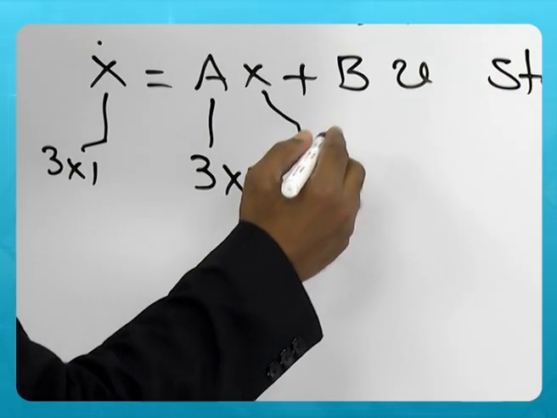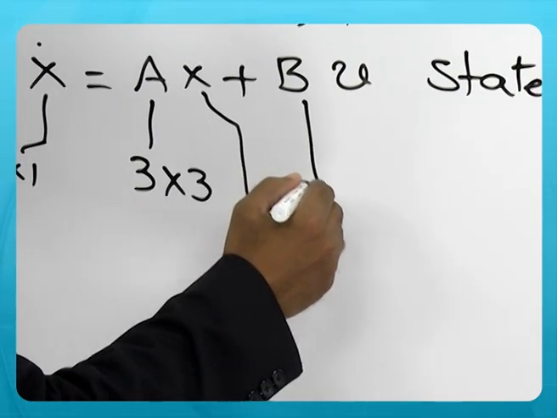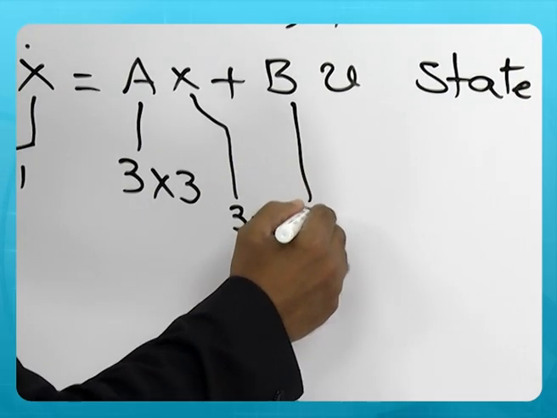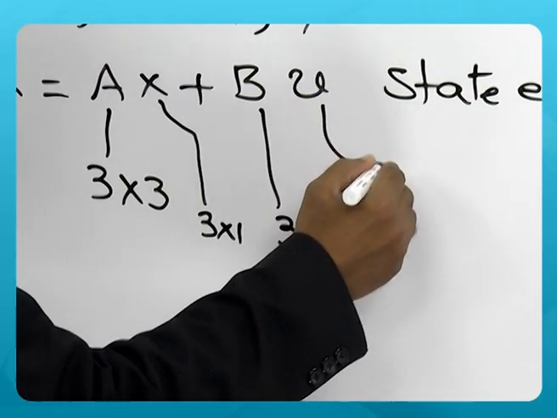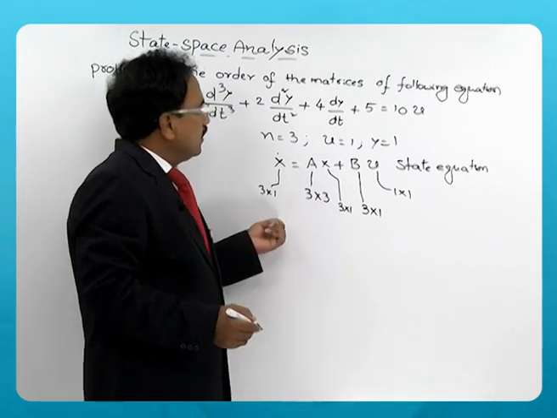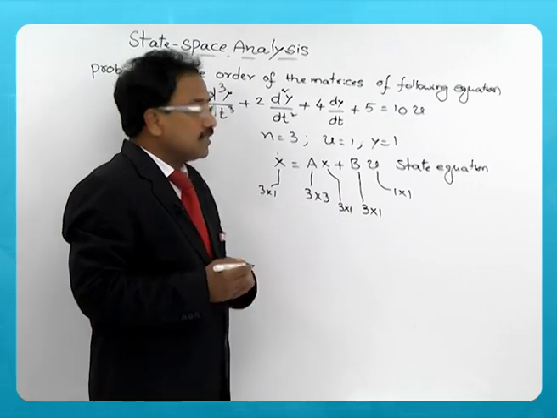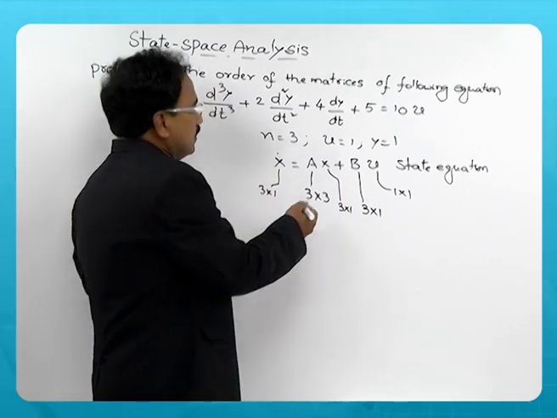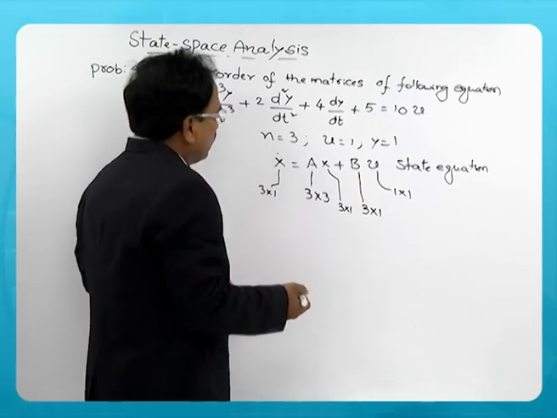Whereas the B matrix, this is known as the input matrix, and the dimension of this is 3 cross 1 and the input is 1 cross 1. So x dot, x and u are the vectors and A and B are the matrices. A is the state matrix and B is the input matrix.